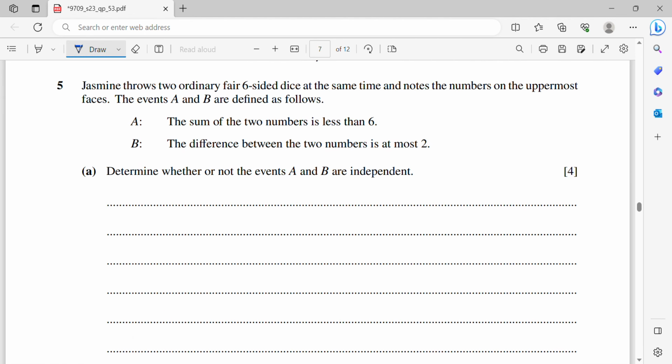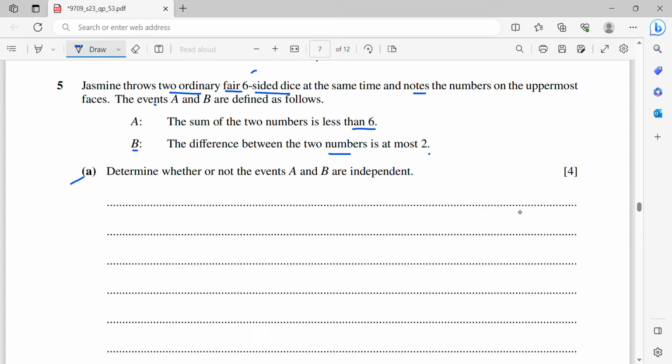Now question number 5. Jasmine throws 2 ordinary fair 6-sided dice at the same time and notes the numbers of the uppermost faces. The events A and B are defined as follows. A: the sum of the 2 numbers is less than 6. B: the difference of the 2 numbers is at most 2. Part a: determine whether or not the events A and B are independent.